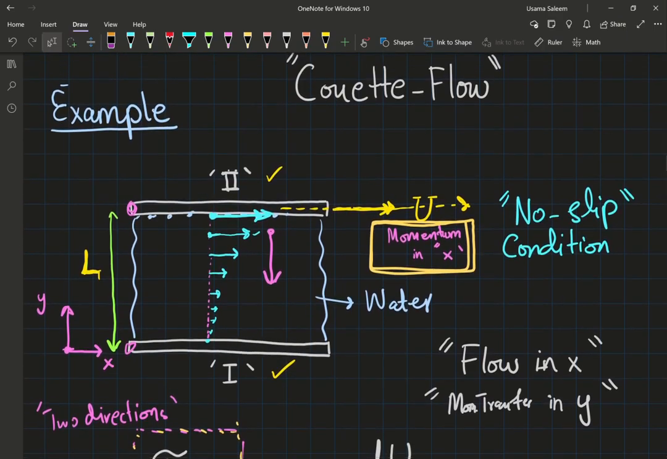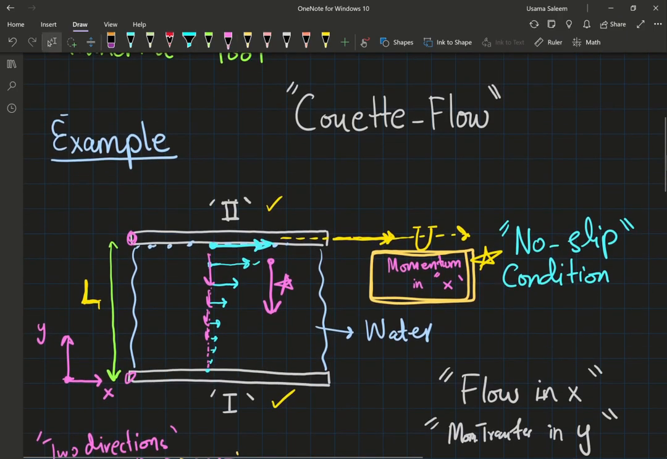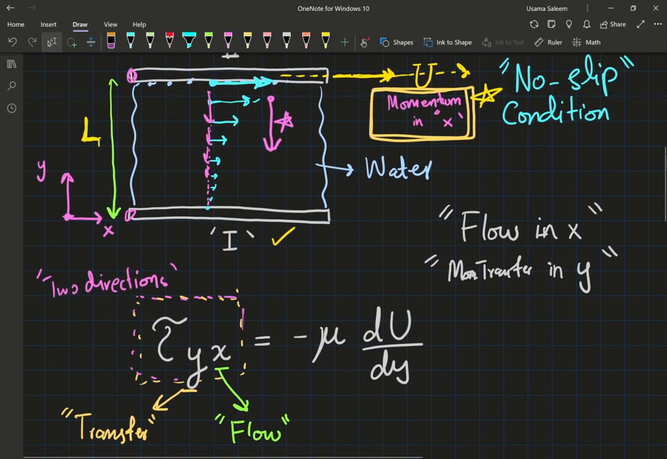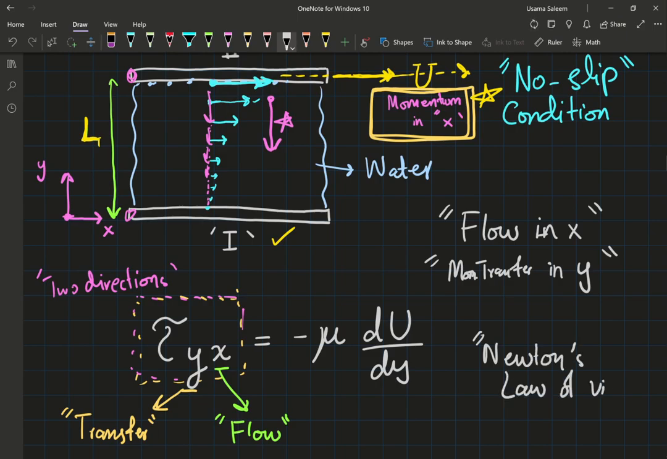I went over the Couette flow problem. We talked about how there is flow in the x direction, but there is transfer of momentum, as you can see, in the y direction. So the transfer of momentum is perpendicular to the direction of flow, and this is captured by Newton's law of viscosity. Let me just write it here. Newton's law of viscosity.